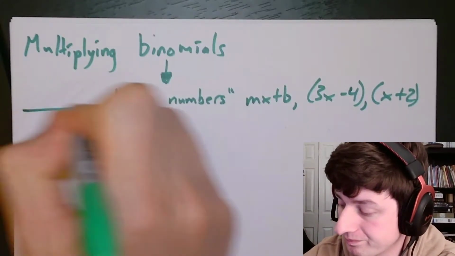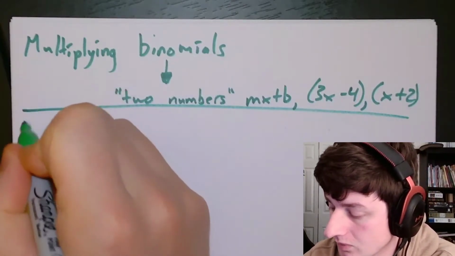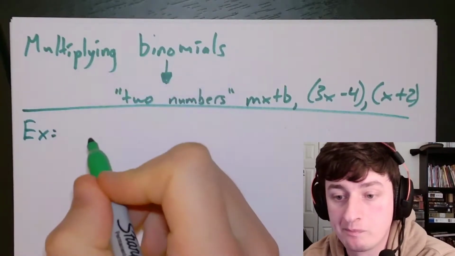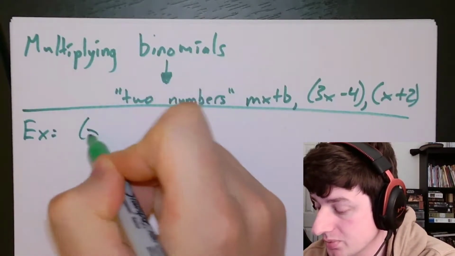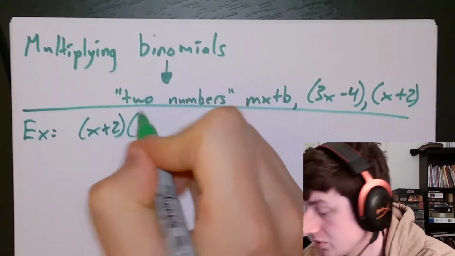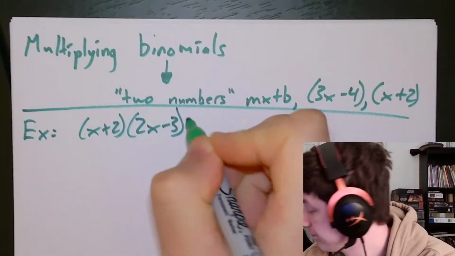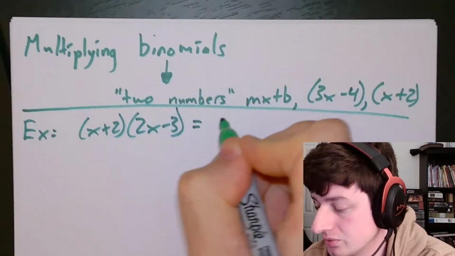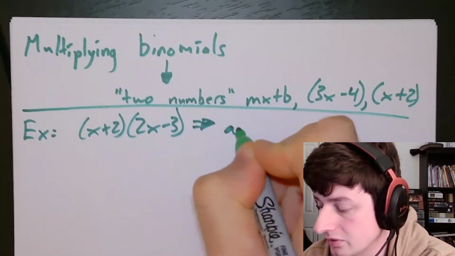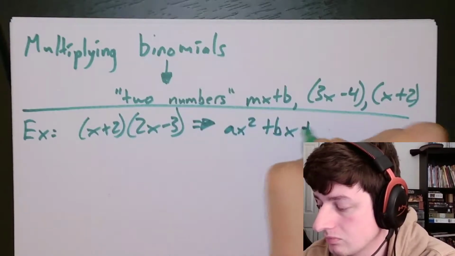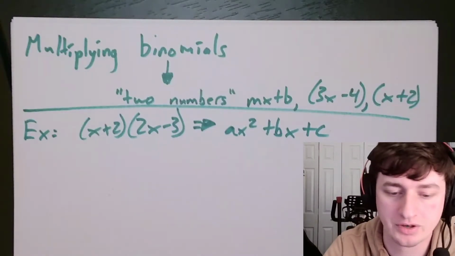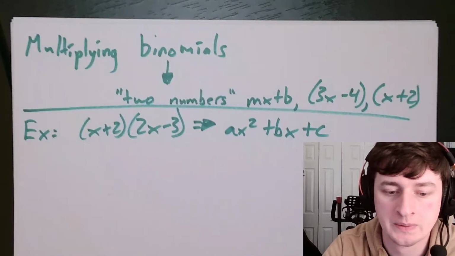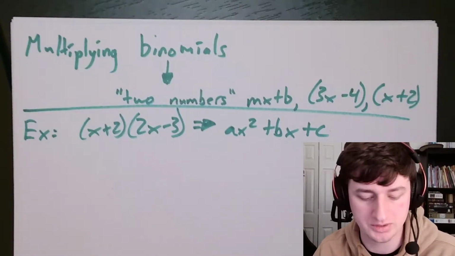So we're going to use this example. This setup equation is we want to multiply x plus 2 times 2x minus 3. And we're going to turn this into factored form. That's our goal. Turn that into not factored form. Turn that into standard form.